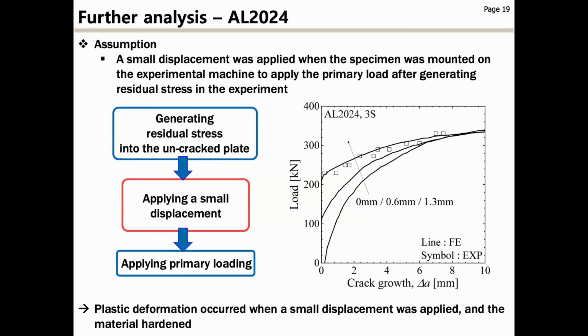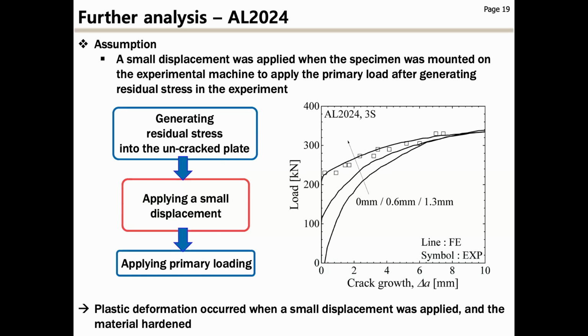We conducted a further analysis on the fact that the initiation load was high in the experiment. First, it was assumed that a small displacement was applied when the specimen was mounted on the experimental machine to apply the primary load after generating residual stress in the experiment. According to the assumption, a step of applying a small displacement was added between the step of generating residual stress and the step of applying primary load.